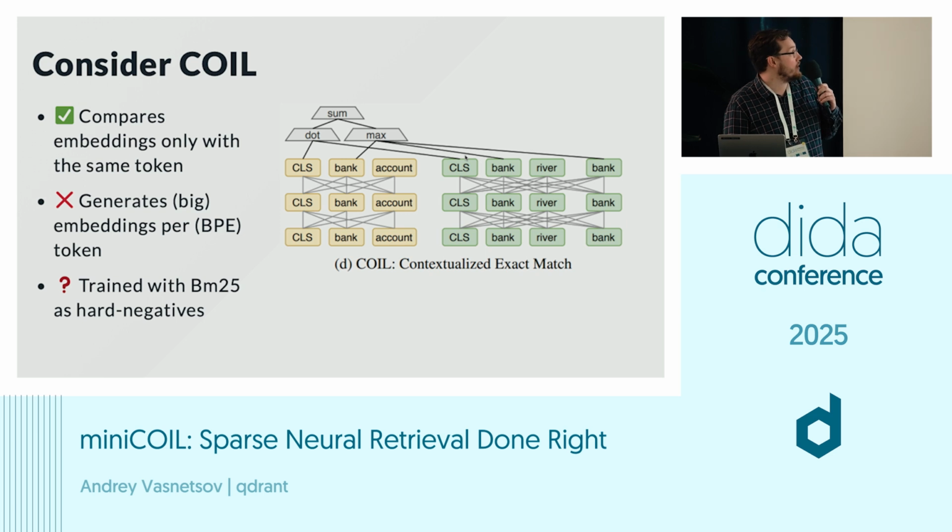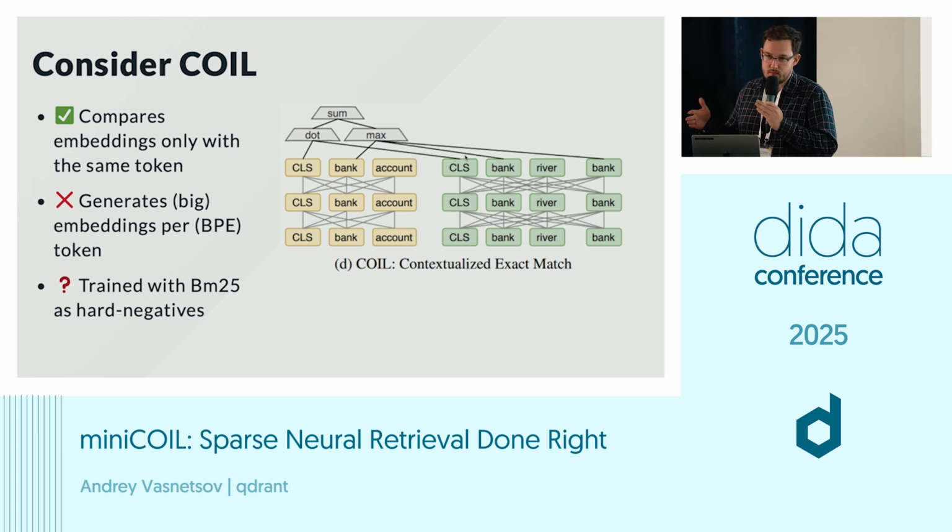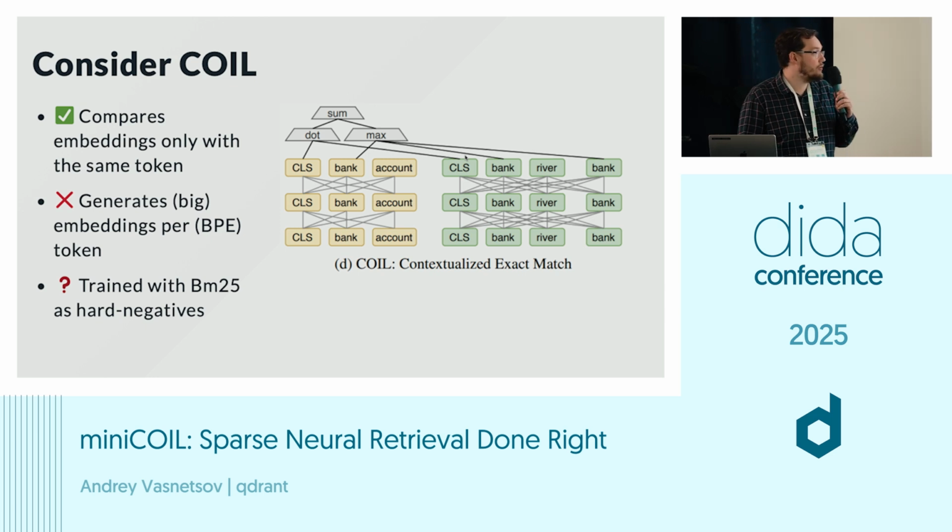But the original implementation does have a few problems. First of all, it generates quite big embeddings. If I recall correctly, it was something like 64 dimensions per word. It means that it will have a huge overhead in the storage. And also it uses not exactly the words, but BPE tokens. So if you worked with transformer models, you probably know that it can split the word in pretty random places. So you cannot actually use it in applications where it's important to match words in different forms.